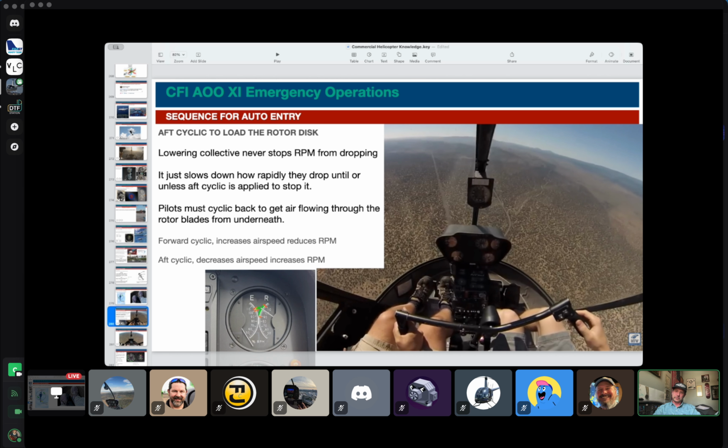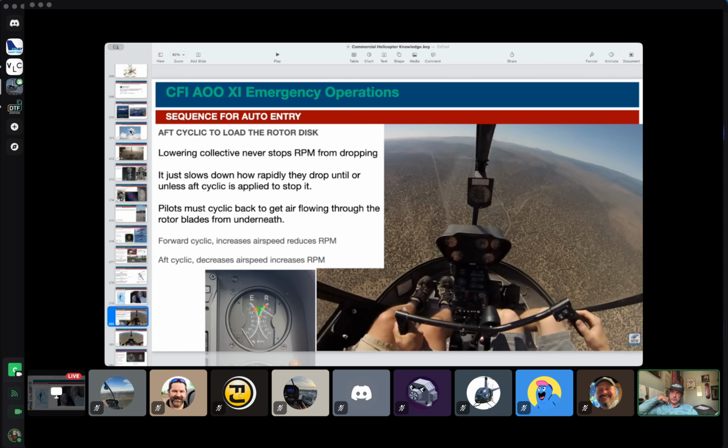So additionally, if there wasn't enough already to do, we need to add a little bit of aft cyclic to load the rotor disc. Okay, so lowering the collective never stops the RPM from dropping. It just slows down how rapidly it drops until aft cyclic is applied to stop it, right? So the pilot must apply aft cyclic to get the air flowing through the rotor blades from underneath. Forward cyclic increases airspeed, but it reduces our RPM. Aft cyclic will decrease our airspeed, but it will increase our RPM. And we're going to learn to control the helicopter using some of the cyclic.